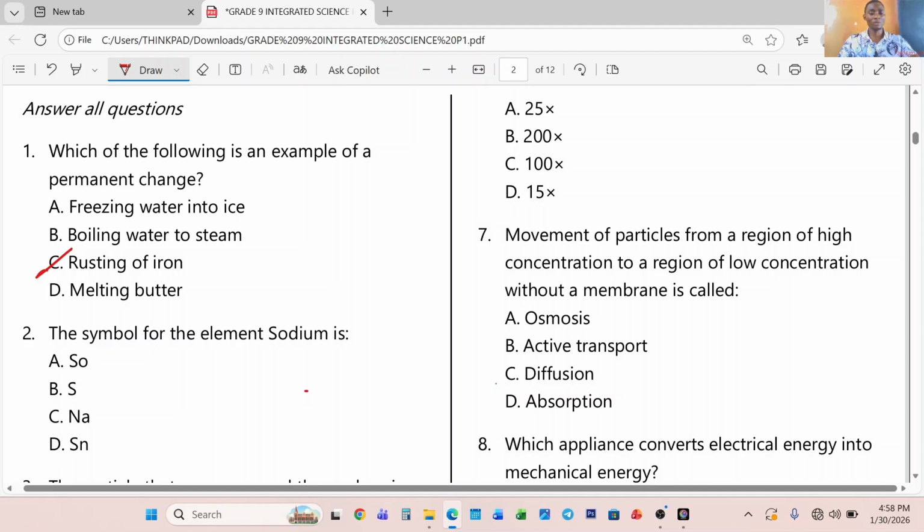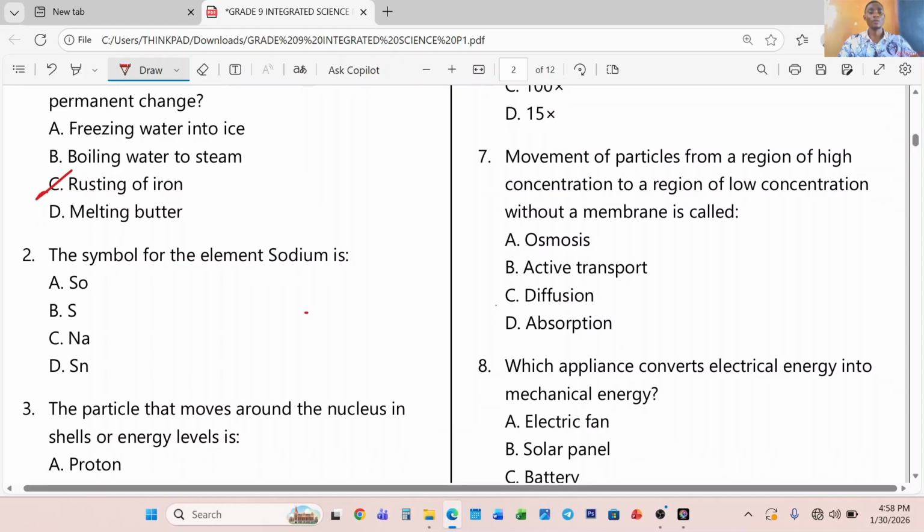Moving to the next question. The symbol for element sodium is: A, SO; B, S; C, Na; D, Sn. We need to know that sodium is named from its Latin name, natrium. So, the symbol comes from the first and the second letter of the name natrium, which is a Latin name. So the correct answer to question 2 is C.